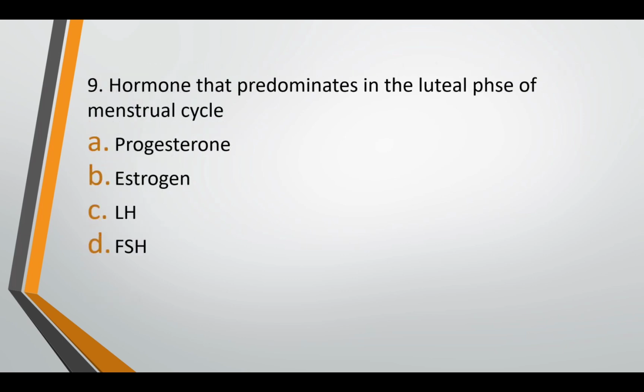Question 9. Hormone that predominates in the luteal phase of menstrual cycle is option A. Progesterone, option B. Estrogen, option C. LH, or option D. FSH. The correct answer is option A. Progesterone. And what is the source of progesterone? Right, corpus luteum is the source of progesterone. And what is the source of estrogen? The growing follicles are the source of estrogen. And what is the source of LH and FSH? Yes, it is secreted from the anterior pituitary. So LH and FSH are pituitary hormones.